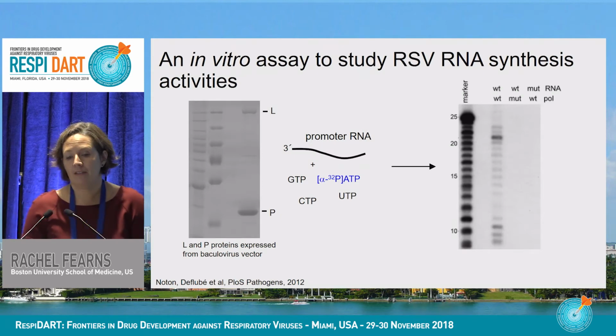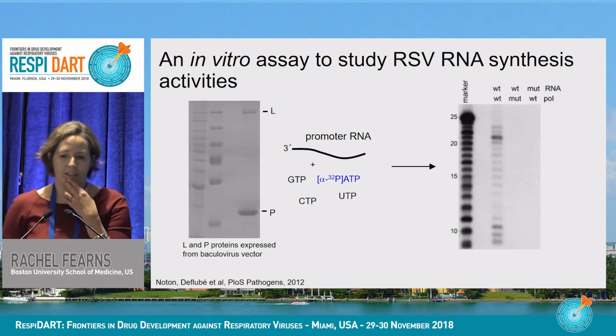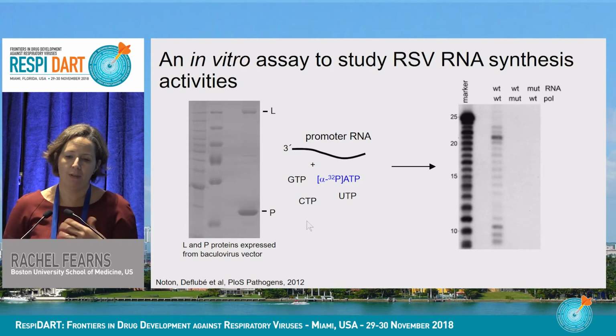Then we also have an in vitro assay for looking at RSV RNA synthesis activities. In this case, we purify the polymerase using a baculovirus. We express it using a baculovirus vector and then purify it. And as I said, it's a complex of the L and the P proteins.